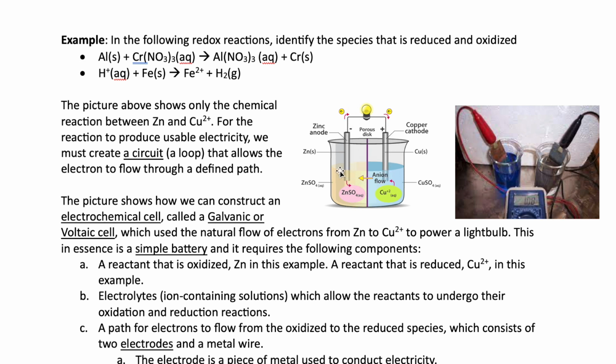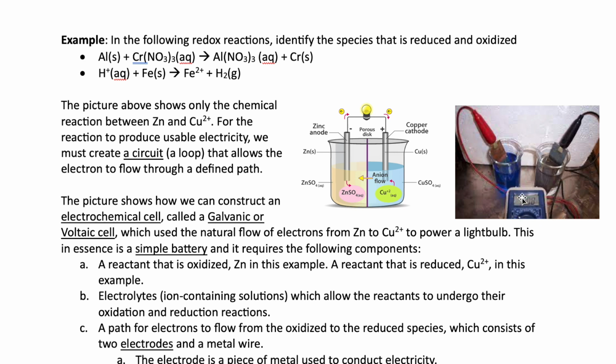So the electron will flow from the zinc, which is the thing that's oxidized, into the copper ion, which is the thing that's being reduced. And as the electron flows, that kinetic energy of electron movement powers this light bulb right here. So this is the actual setup.